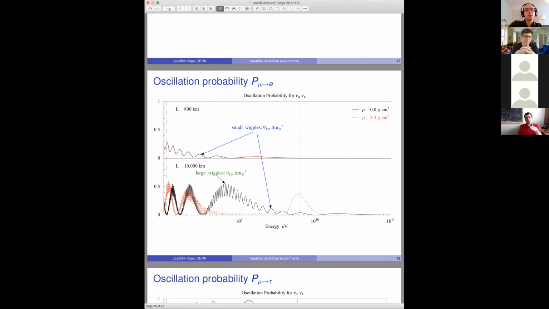Now, as they travel out of the sun, the relation of this nu 2 meta eigenstate to the flavor eigenstates change because this effective mixing angle changes. However, because the transition is so slow, the neutrinos essentially always track the nu 2 meta eigenstate. So they stay in the nu 2 meta eigenstate all the way until they reach vacuum. So they end up in vacuum being essentially in the nu 2 mass eigenstate.